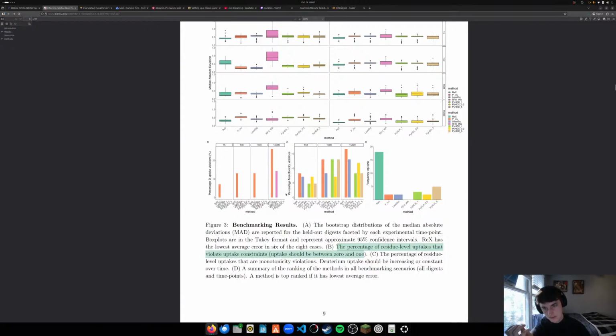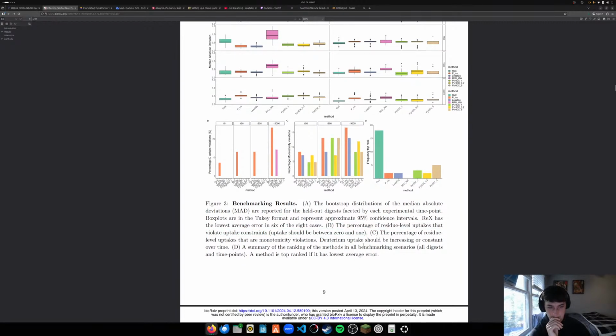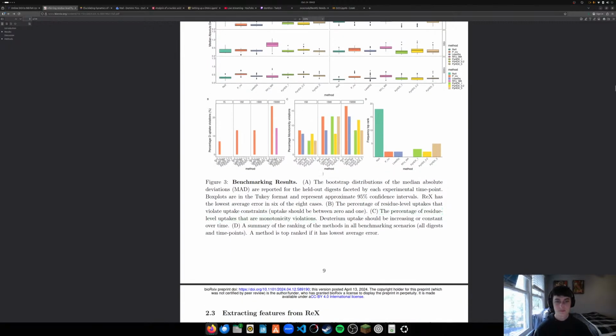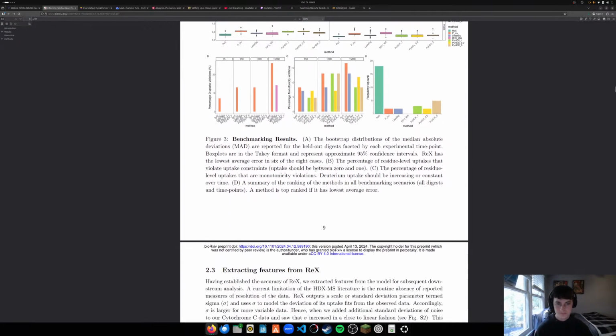So this is just showing, yeah. Well, I mean, if you enforce monotonicity, then that shouldn't even, I don't know why they include that, honestly. The percentage of residue level uptakes that are monotonicity violations, so they're decreasing over time. Yeah. I mean, these are all things that you can enforce, right? Which one doesn't do that? RFUWA. I don't know why they have to display that. Deuterium uptake should be increasing or constant over time.